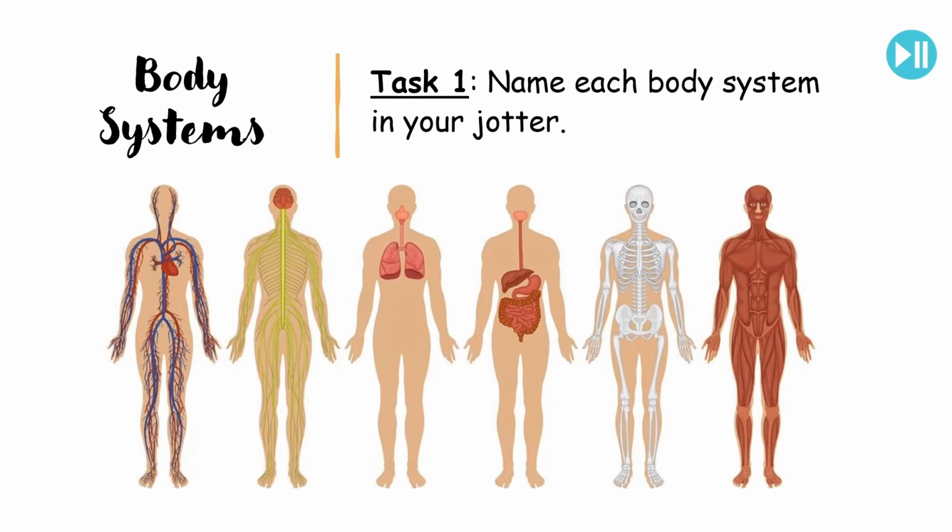Now for task 1, I would like you to name each of the body systems below in your jotter. Now I do not expect you to print these out and stick them into your jotter. You can if you want to. Otherwise what I would just do is, working from left to right, I would just number them 1, 2 and so on and so forth.